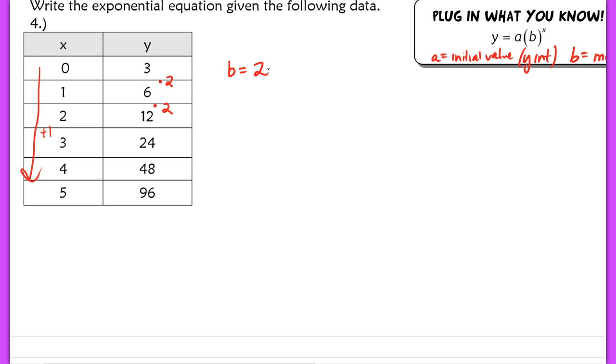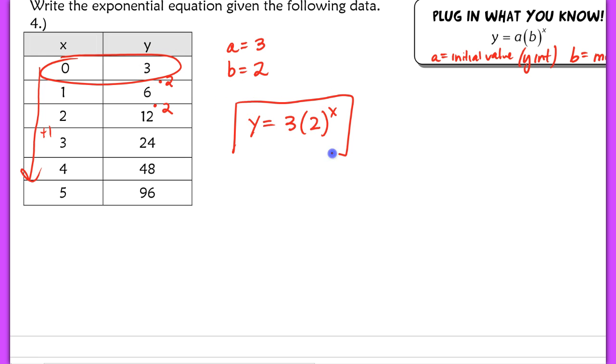I'm also looking for my a value, the y-intercept. I can spot that right away in the table. The y-intercept here is 3. So therefore, in my equation, this is really, really easy for me. This is just going to be y equals 3 times 2 to the x. So this is the equation for this data table here.